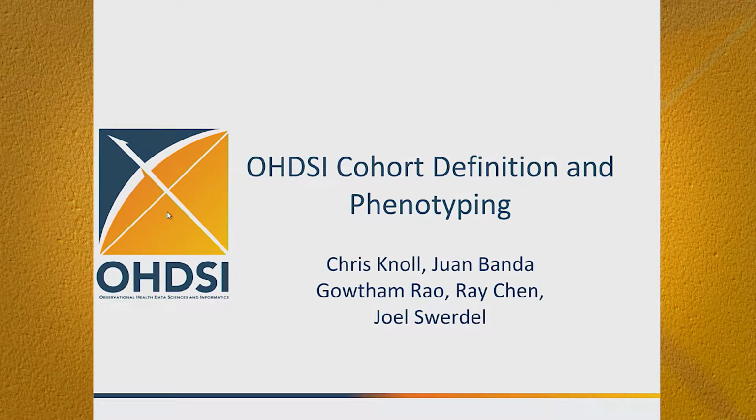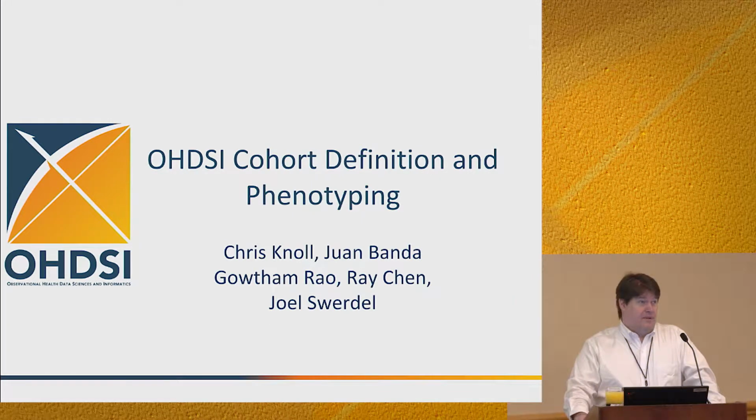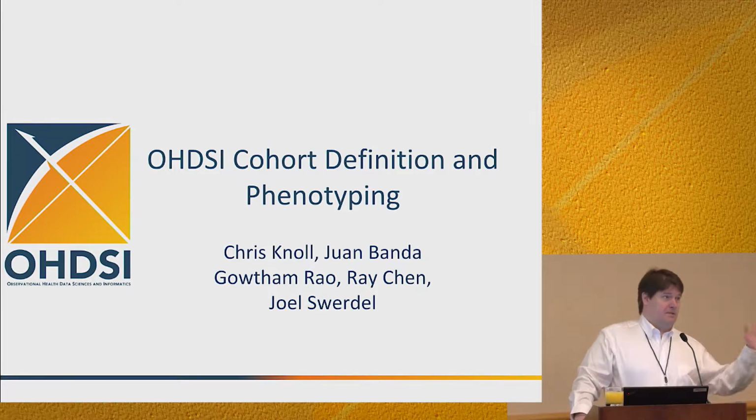So we'll be going over cohort definition and phenotyping. We'll be doing it with Atlas, which will be one of the tools we study today, and we'll also be using Aphrodite for our probability-based phenotyping. My name is Chris Knoll. I work for Janssen R&D.